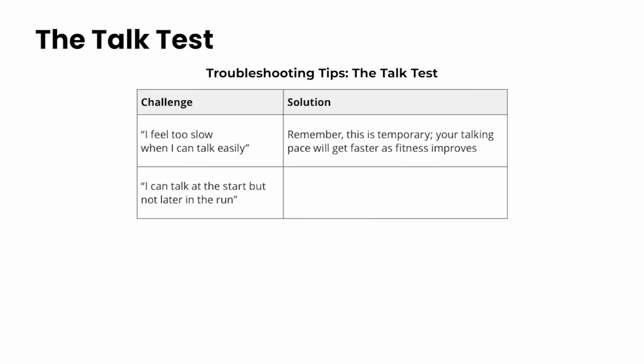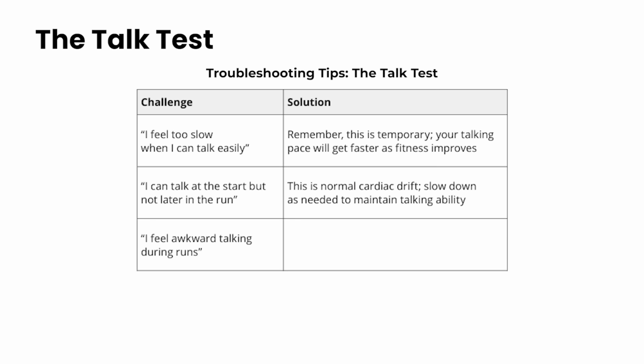Challenge: I can talk at the start, but not later in the run. Solution: This is normal cardiac drift. Slow down as needed to maintain talking ability. Challenge: I feel awkward talking during runs. Solution: Try counting to 10 out loud instead, or recite a familiar phrase.